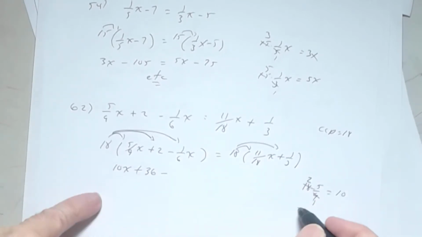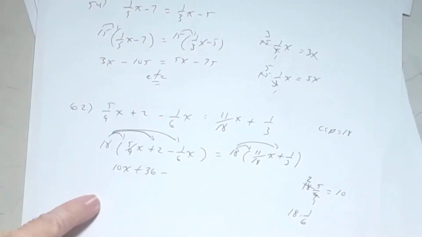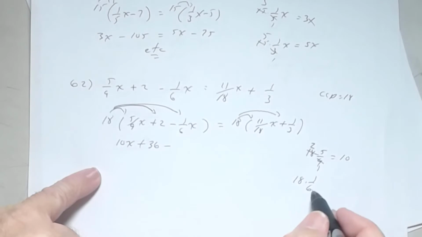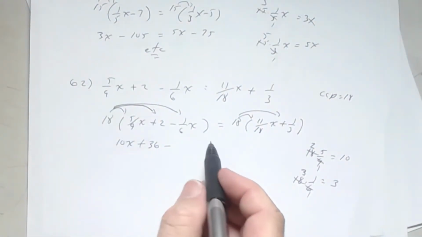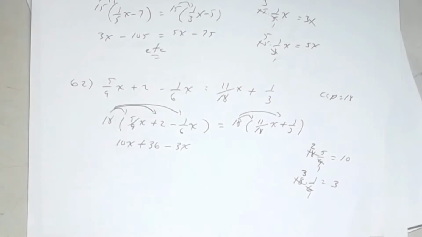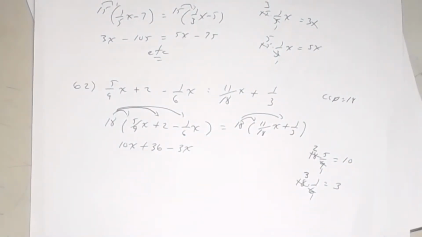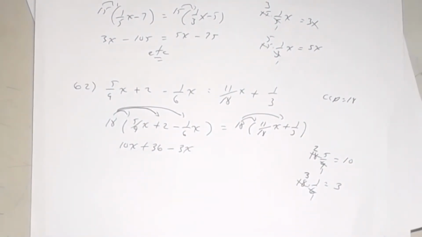And now let's do some work here. So it'll be minus, and okay, now 18 times 1/6. 6 and 6 is 1. 6 and 18 is 3. So that's 3. So what's 18 times 1/6 x? All right, so do you all agree that down on the left side I get 10x plus 36 minus 3x? So I've cleared my fractions on the left.